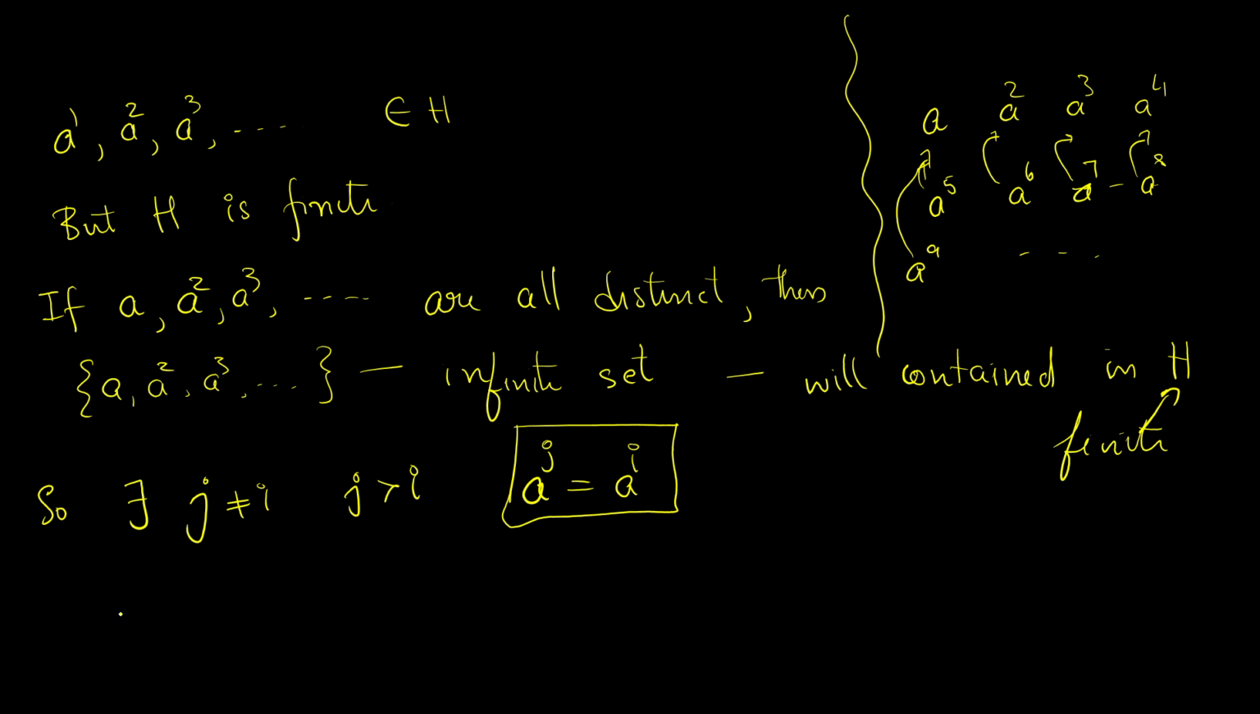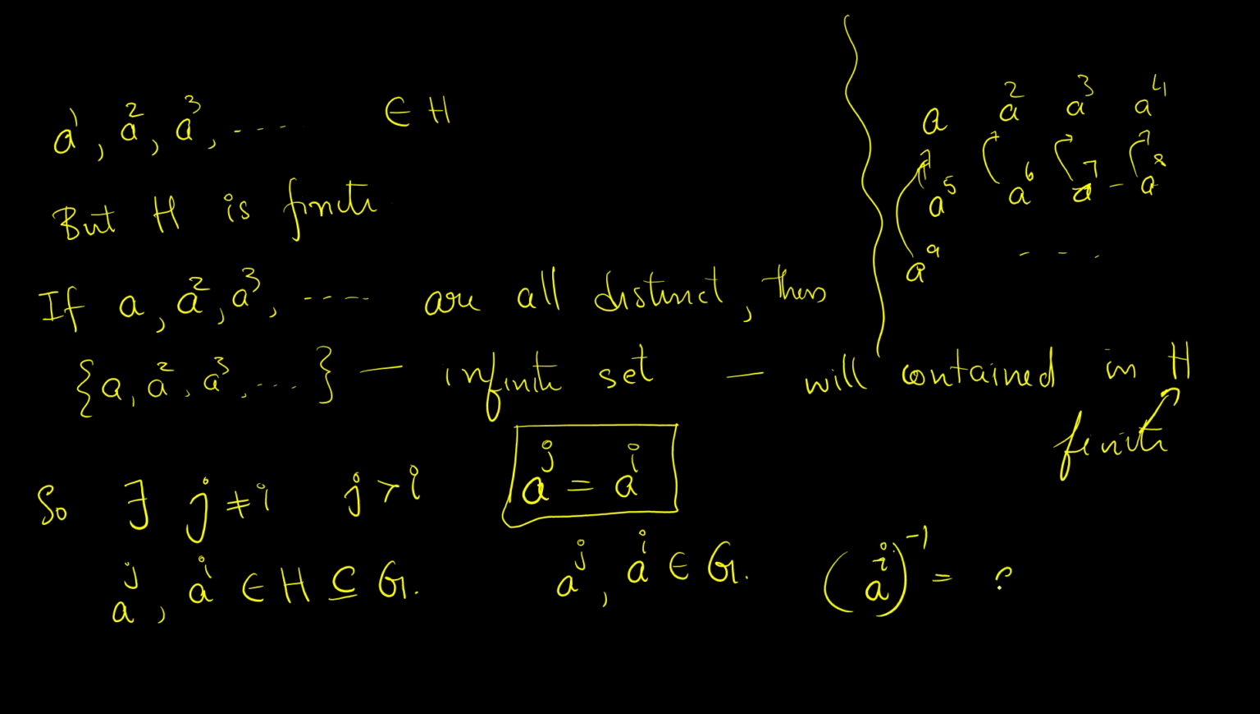Now we know that a power j and a power i are in H. I agree. Now H is a subset of G, correct? So a power j and a power i must be elements of G as well, correct? So these are actually elements of a group. So we can actually talk about a power i, the whole inverse. This is actually equal to a power minus i. This actually exists, correct? But where does this exist? In G. In the group G, a power minus i will exist. So now instead of talking about H, we will talk about a power j and a power i in G. So we have that a power j, a power i are in G. So it makes sense to talk about a power minus i.